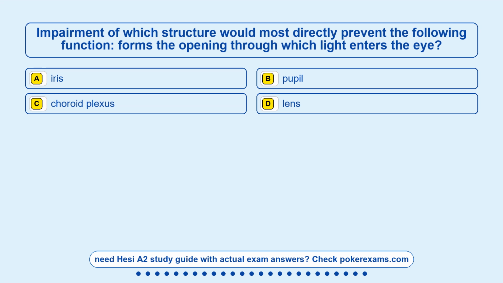Question 9. Impairment of which structure would most directly prevent the following function? Forms the opening through which light enters the eye. Option A, iris. Option B, pupil. Option C, choroid plexus. Option D, lens. The correct answer is option B, pupil.